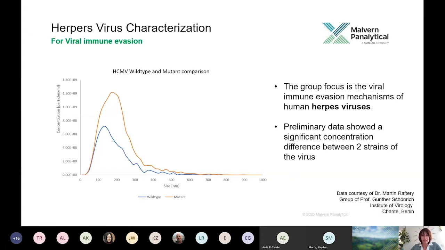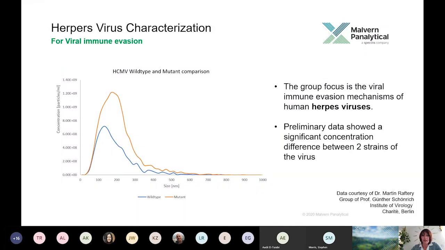So just wanted to start with a very simple picture where we'll be looking at how simply Nanosite is used to compare 2 different types of the same virus. So we look here at human cytomegalovirus, where one of the groups in the Institute of Virology in Berlin focuses on viral immune evasion mechanisms of human herpes viruses and was interested to study the viability and virus structure.